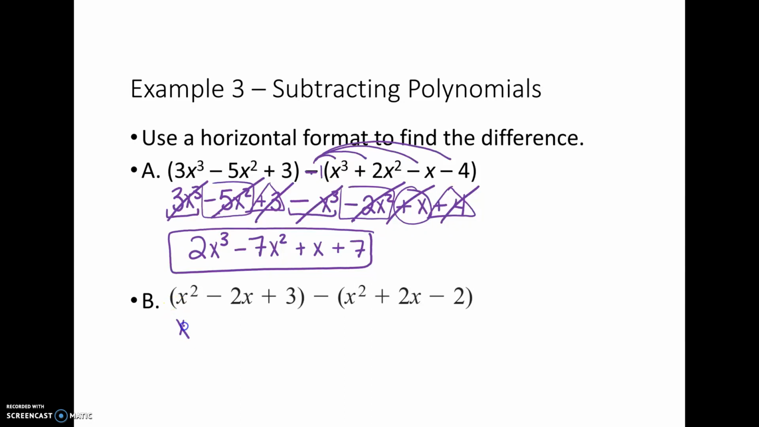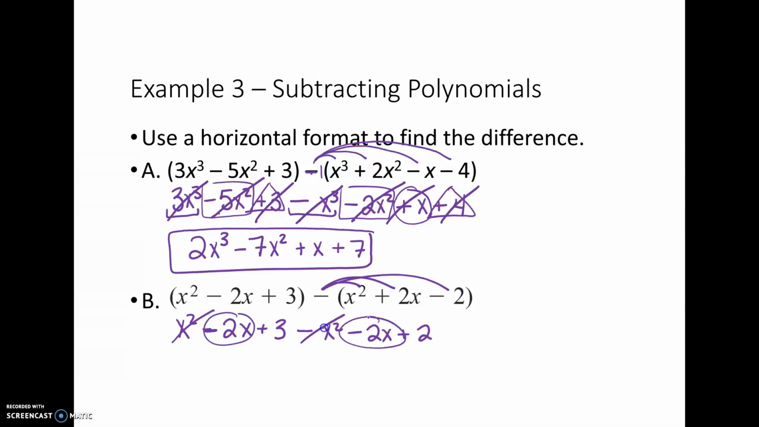Okay, we have x squared minus 2x plus 3. The first set of parentheses stays the same. Minus x squared minus 2x plus 2. Now combine like terms. X squared and negative x squared, those are going to cancel each other out. Negative 2x and negative 2x is negative 4x. Then 3 and 2 is 5.